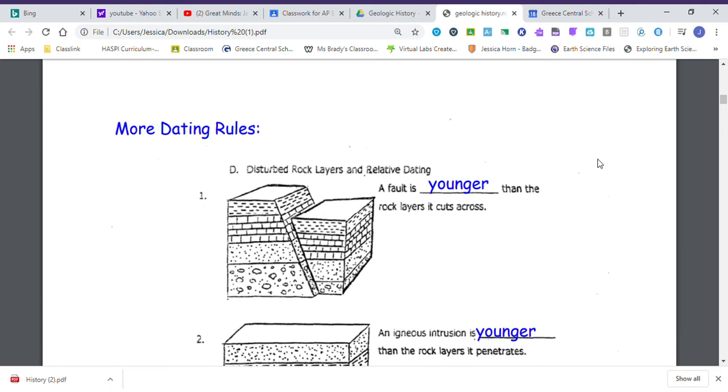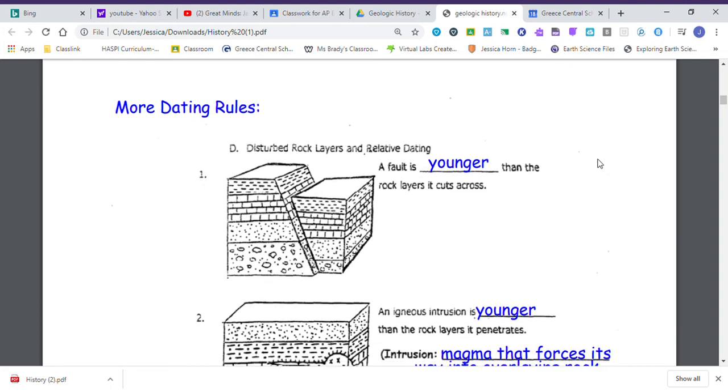We have a few more rules, and then this is the last page of notes we're going to do today. So another rule is that if there's a fault, so look, I'm showing you a fault here. If there's a fault, that's always younger than anything else. So we have all these layers, old, not so old, pretty young at the top. But you'll notice this fault happened after all of those layers were there, which means the fault is the youngest.